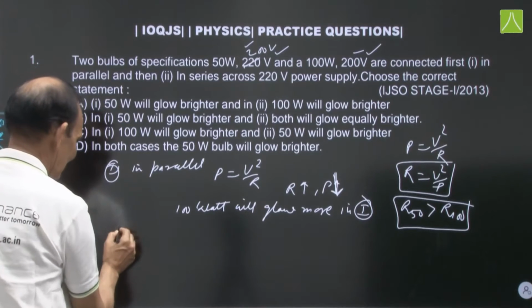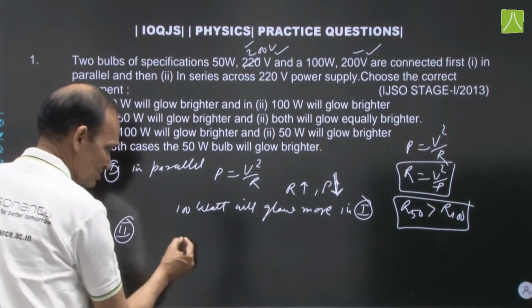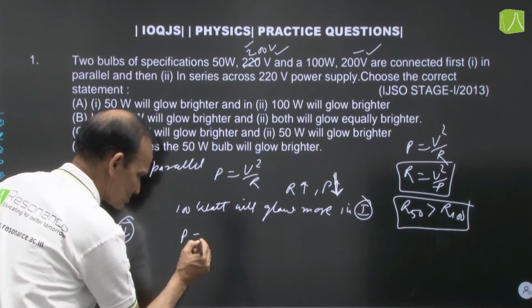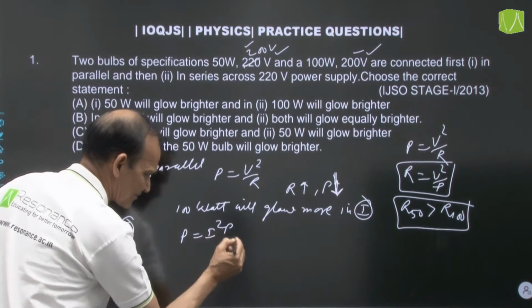Now think about that. It's the first case. In the second case, they are connected in series, but in series I is constant, so we will use P is equal to I square R.